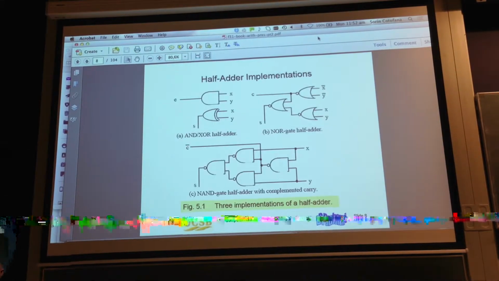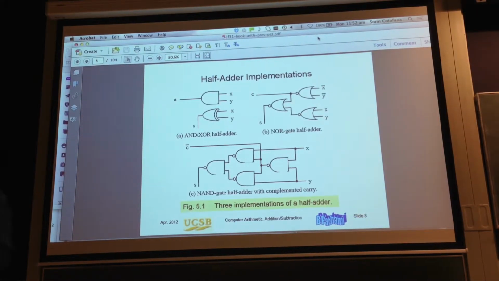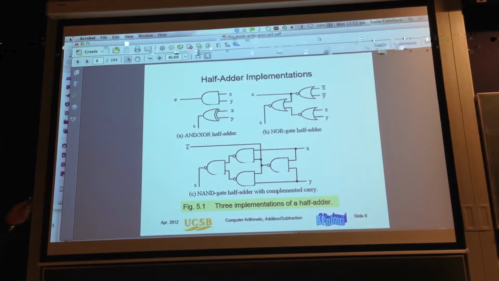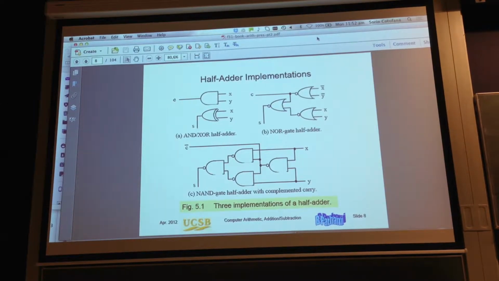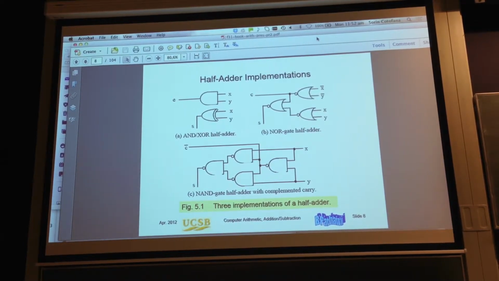Okay, now, how do I implement those guys? I can implement them in many ways. Those are 3 implementations of a half adder. Which one is your favorite? Or do you have a favorite one?